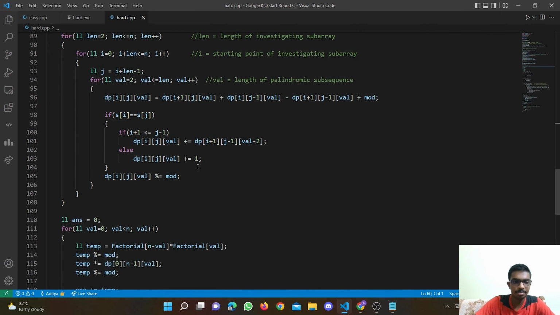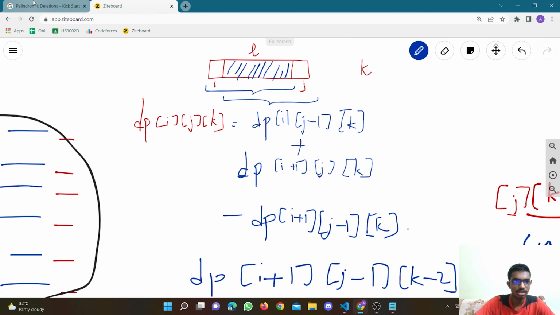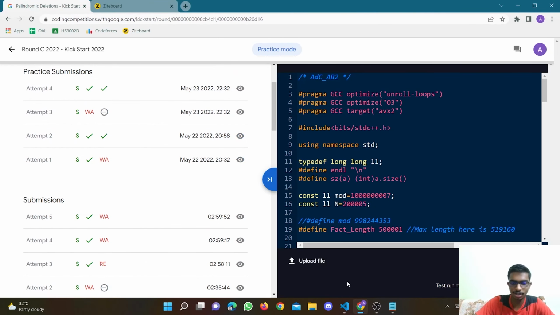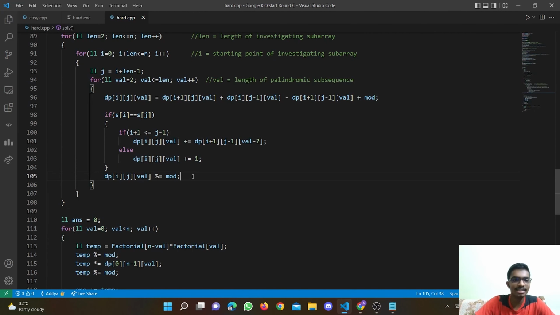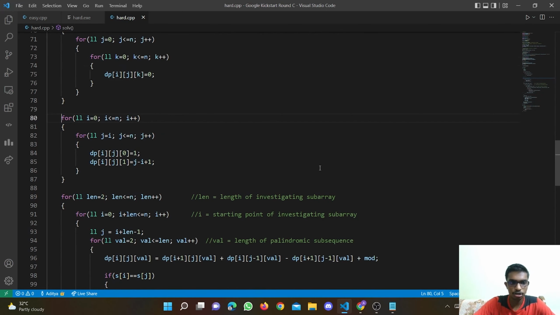So one mistake that people may make is not taking modulus over here, just taking modulus over here. So that is the mistake I had also done in the contest. So generally when you do modular arithmetic, try to take modulo wherever possible, right? Don't anticipate that we may not need to take it, just take it wherever you can. And that's the solution to problem D.